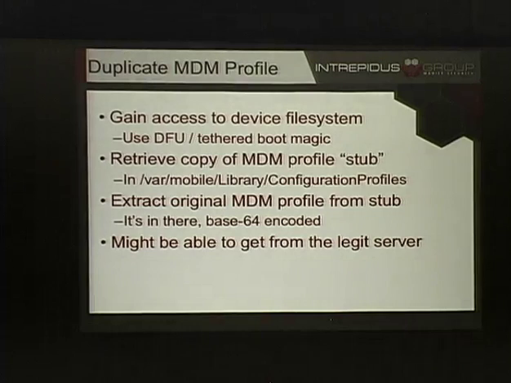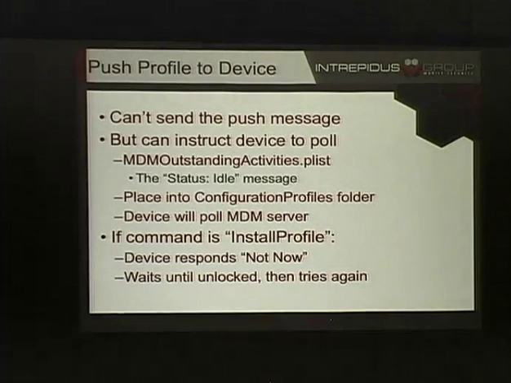To get into the actual device, you can use a DFU tethered boot mode. There's a way to boot and install a special bootloader, which will let you get into the device that's tethered, install SSH, mount the file system, and get its stuff. You can actually modify the file system. You find where the MDM profile is stored, pull it out. You might also be able to get it from a legitimate server, and I'll describe that after I do a little demo here. Push out the profile.